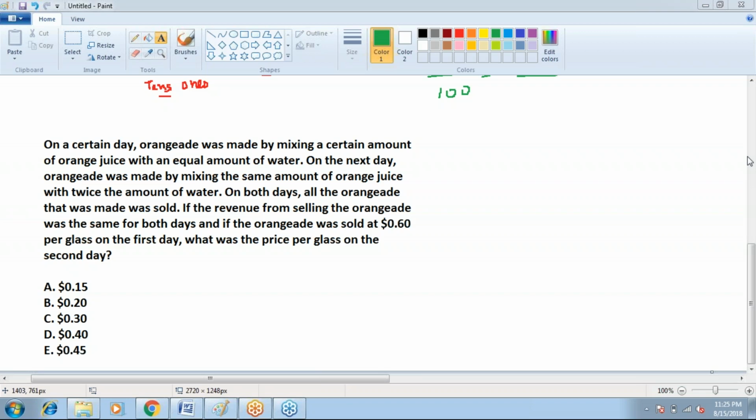So they say that there are 2 days. So orangeade was made by mixing orange juice with water. So first day the concentration was 50-50%. The second day it was a little more dilute because double the water was added. Then at the last they say that they eventually get revenue per glass. They sell it in glasses. Okay, so that gives me an idea, let's do it this way.